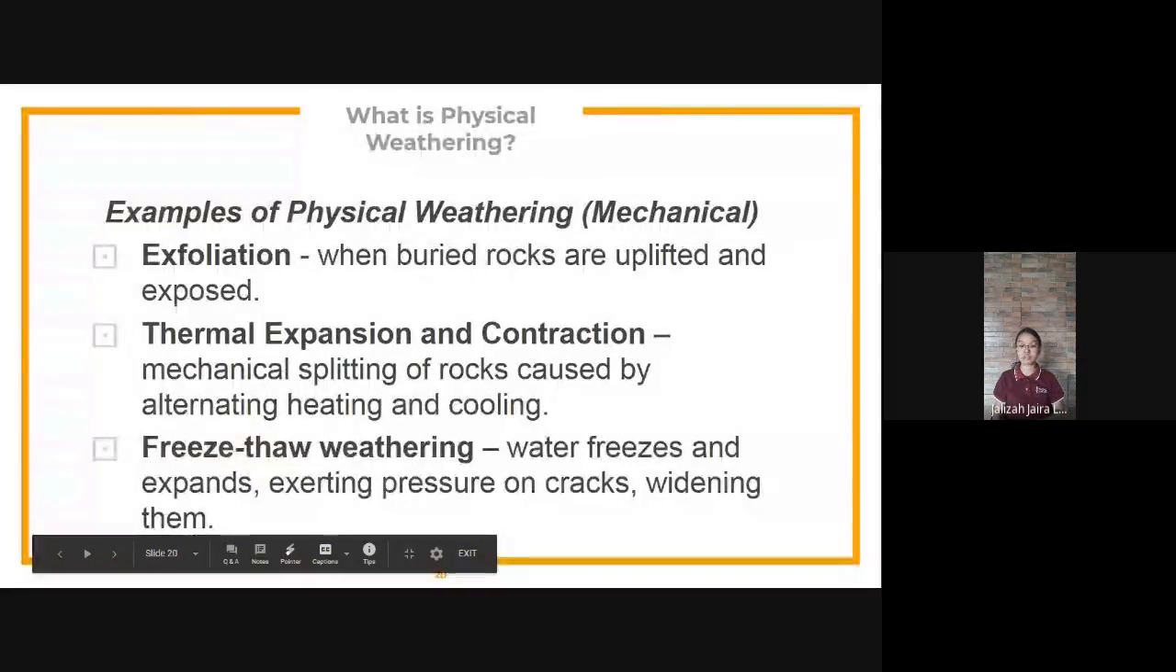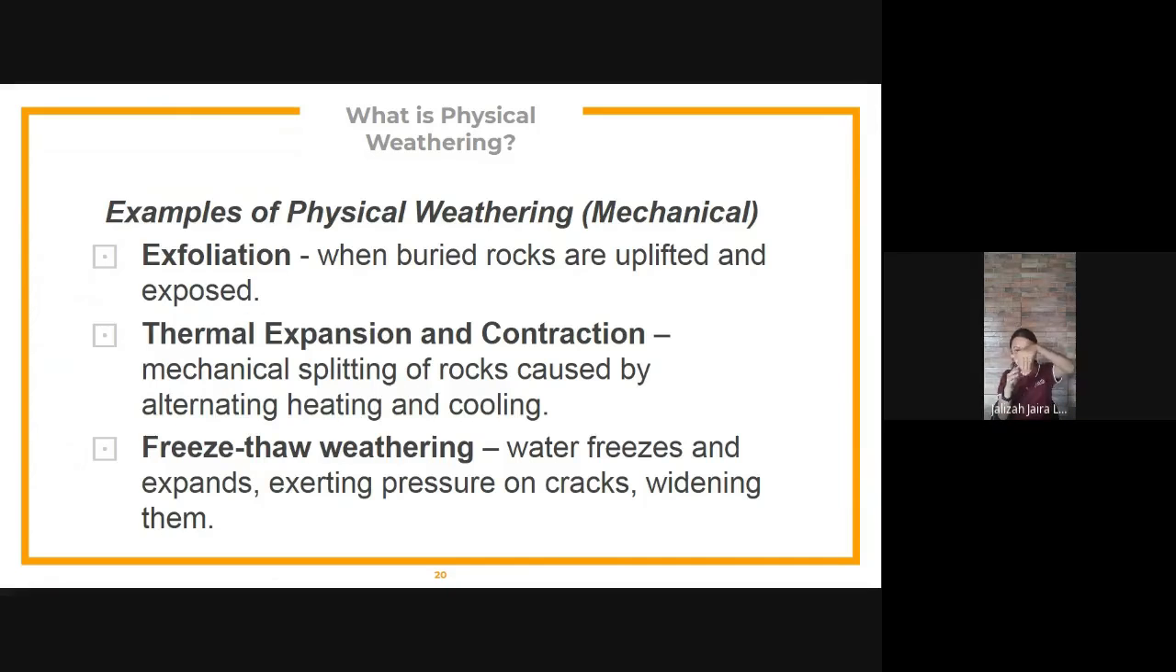So when we talk about freeze-thaw weathering, water seeps through the cracks in the rock. And remember, when water freezes, it expands. So because of that, the continuous intrusion of water turning into ice expands and creates a crack. When it melts, it turns into water again. And then eventually, as more water freeze-thaws into those cracks, the cracks become bigger.